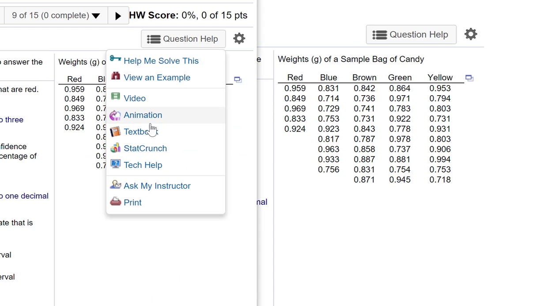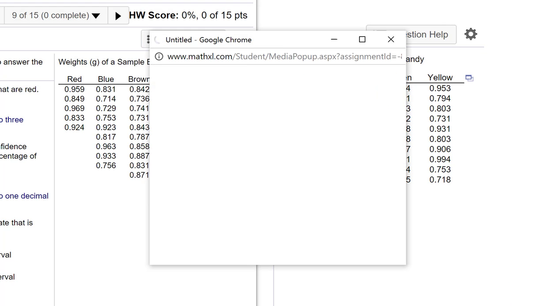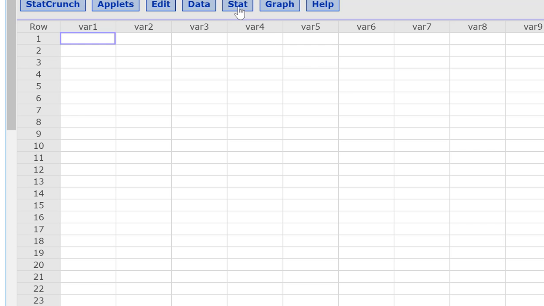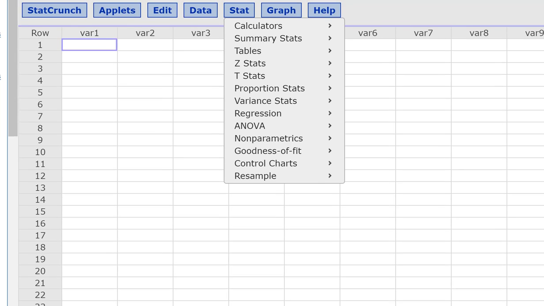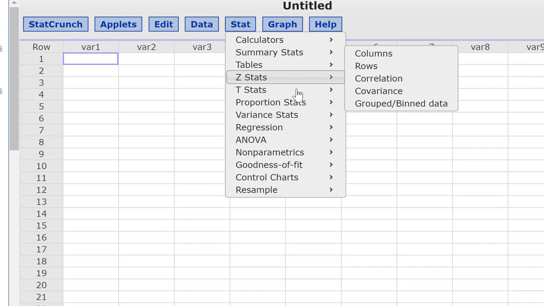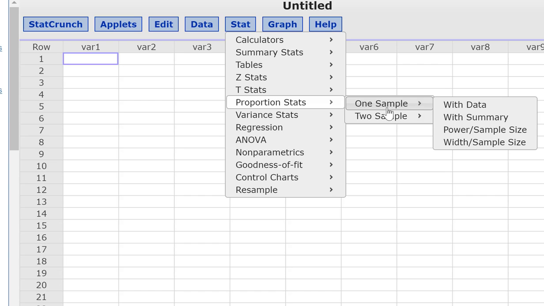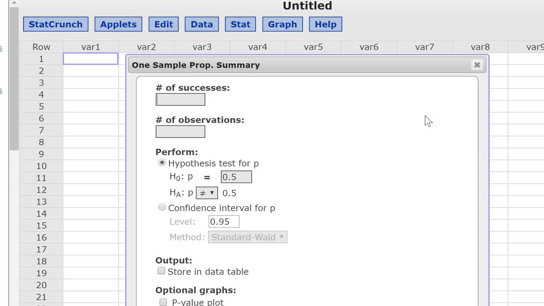So I'm going to go to question help, and I'm just going to go to StatCrunch. I'm going to go to Stat. Scroll down, and this is a proportion, one sample. We do have the data, but I'm just going to do a summary. I've already counted them. Number of successes, we had 5 out of a total of 44.